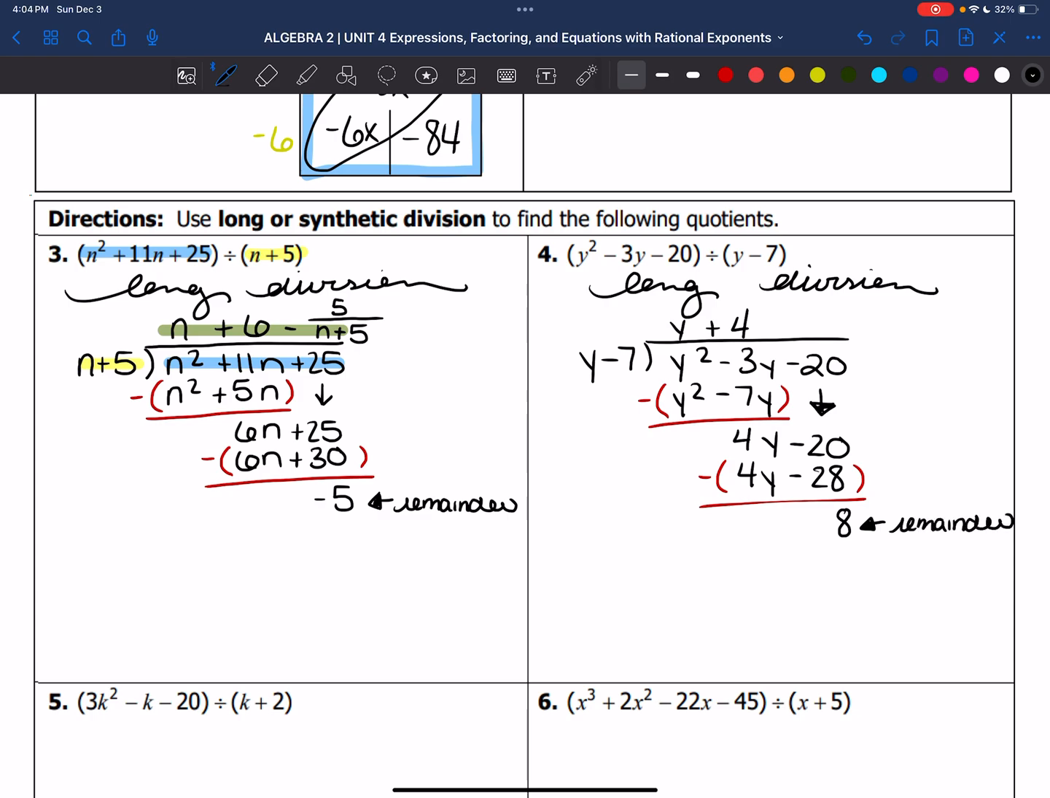So that 8 is positive. In this case, I'm going to add 8 over what we were dividing by, which was y minus 7. And there you go. That is our final answer. Just to clarify here, we'll go ahead and put our answers at the bottom, so it's really neat and easy to find. There is our first quotient and our second.